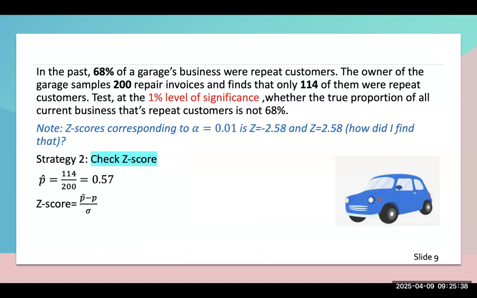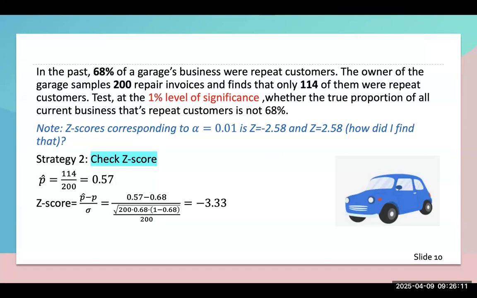Now let's try this a second way, which is to find the z-score that corresponds to our statistic p hat. To find the z-score, we're just going to take 0.57, subtract it from the p, the 0.68, and divide by the standard deviation. That tells us how many standard deviations this p hat is away from the mean. Double check that you can get the same answer. I got negative 3.33.